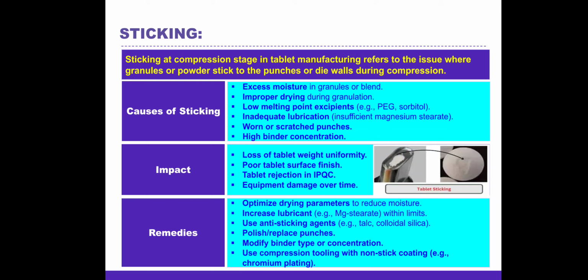Second one, increase lubrication. If we are using magnesium stearate as a lubricant, then we have to increase the quantity of lubricant. But this particular remedy, we should not do directly. What we have to do, first of all, we have to take trials, then evaluate the results, then after successful trials we have to do validation, and after successful validation, if needed, we have to do variation filing, and after approval of variation, we have to implement this particular remedy.